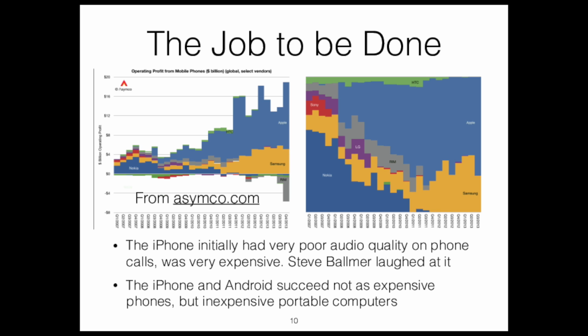And I guess the answer is that the iPhone and the Android succeed not as expensive phones, but as inexpensive mobile computers. I think Steve Ballmer was thinking about the iPhone as a phone when he laughed at it. It's probably an easy mistake to make. I don't know if you can see this very well, but RIM is this gray right above the yellow Samsung, right below the blue Apple. RIM focused on their own email products. They didn't move forward with the full mobile computing platform. Nokia also bet on feature phones, the dumb phones, and both essentially disappeared from the market.